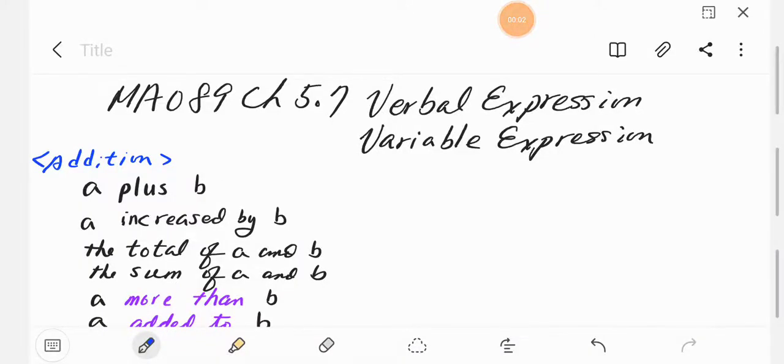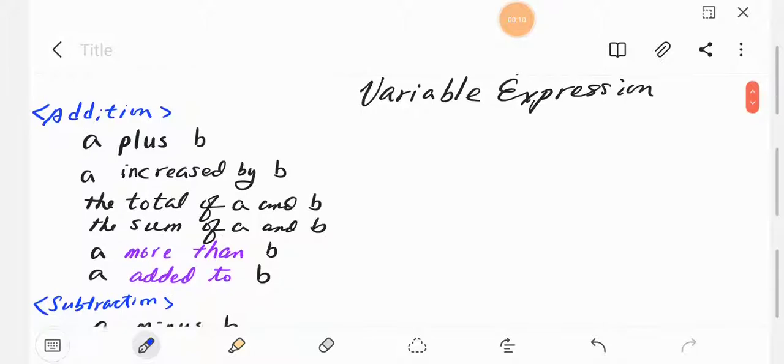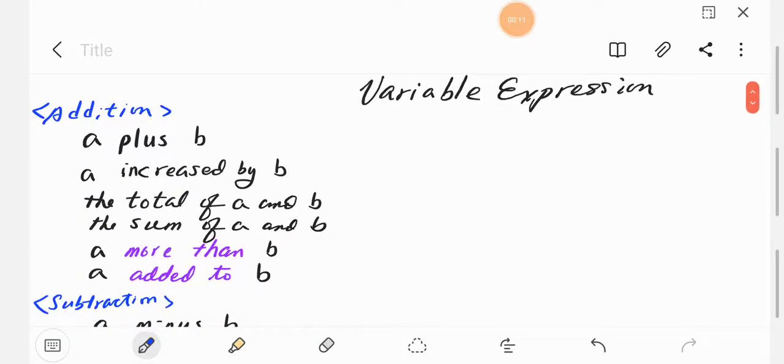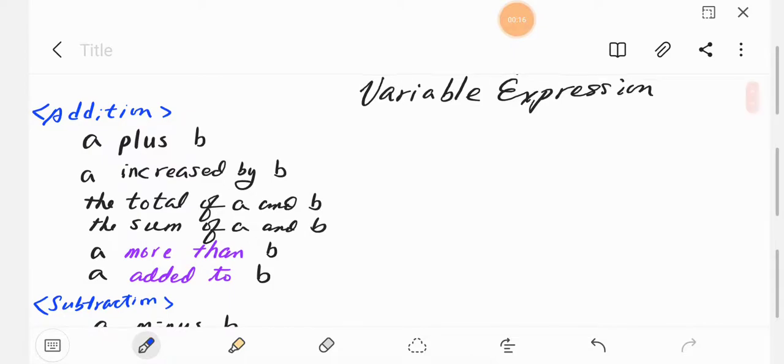MA089, Chapter 5.7, Verbal Expression and Variable Expression. Okay, there is an English phrase, and then we can change this English phrase into a mathematical expression.